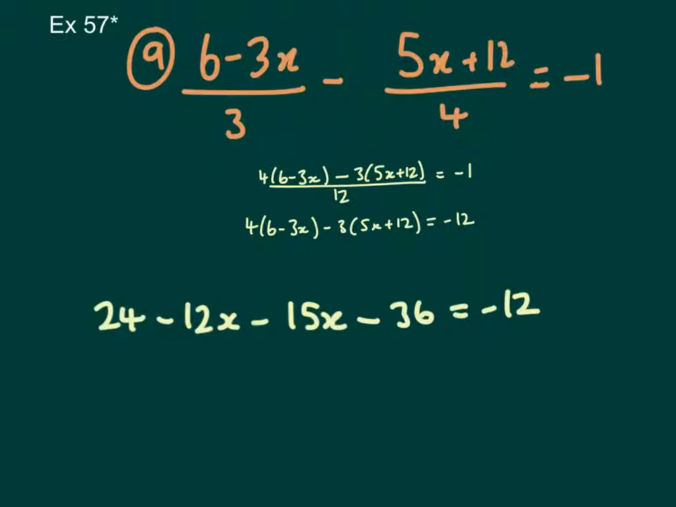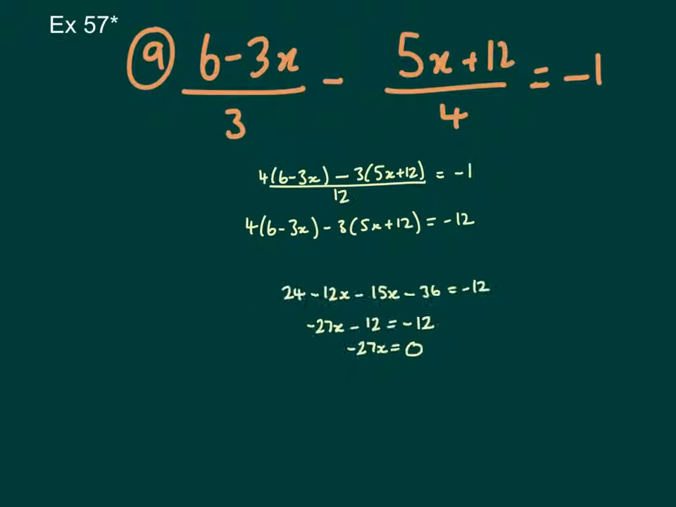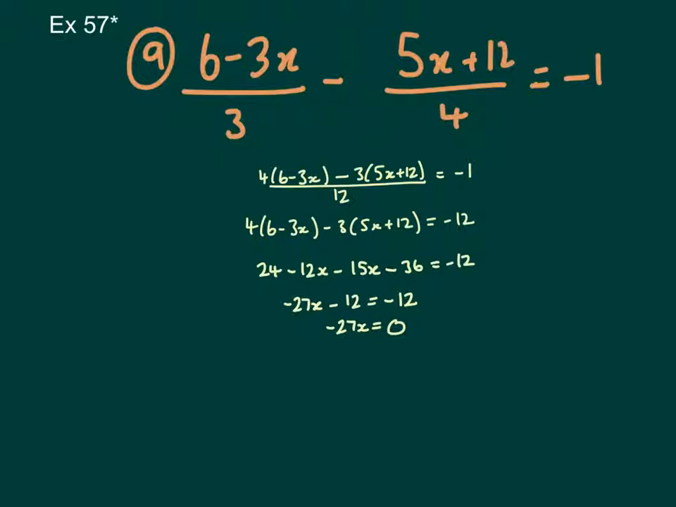So now before you do anything else, tidy up the left hand side. So minus 12x take away 15x is minus 27x. 24 take away 36 is minus 12 equals minus 12. So I'm going to keep the minus 27x on the left hand side. I'm going to take the negative 12 across the other side, so it becomes positive 12. So I'm going to have negative 12 plus 12 is equal to 0. So after all that algebra, the answer is just going to be 0 divided by negative 27, which is 0.